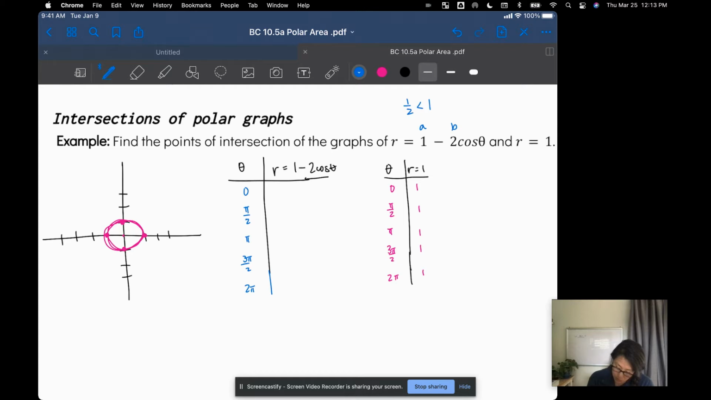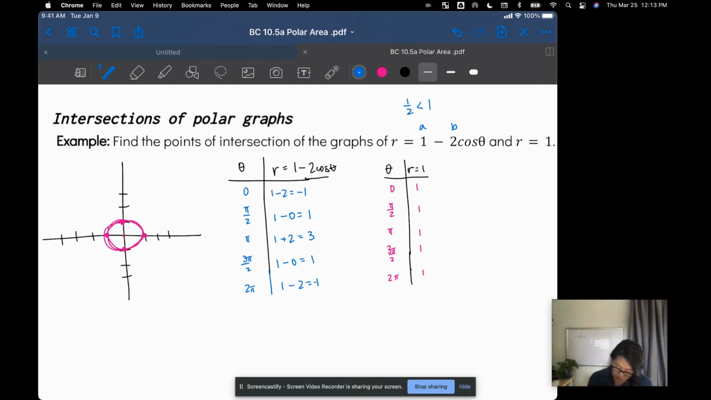So the cosine of 0 is 1, so I end up with 1 minus 2, which is negative 1. And then the cosine of pi over 2 is 0, so 1 minus 0 equals 1. Cosine of pi is negative 1, so I end up with 1 plus 2, which is 3. And then the cosine of 3 pi over 2 is also 0, so 1 minus 0 is 1. And then cosine of 2 pi is positive 1, so the 1 minus 2 is negative 1.